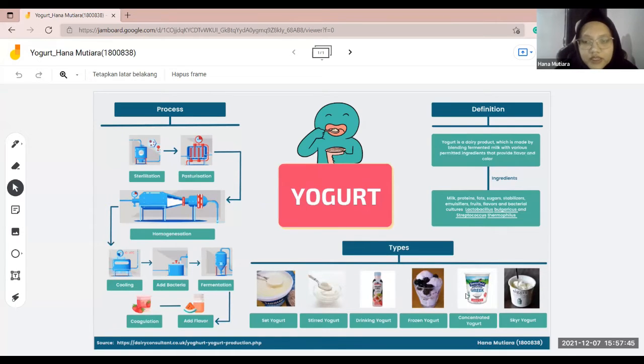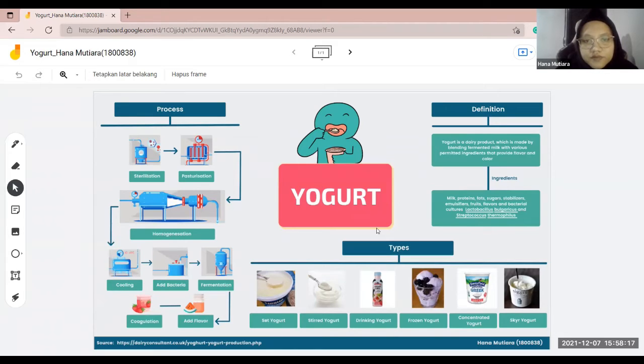But the difference is that for the concentrated yogurt, there will be some water removed. And this concentrated yogurt is also called strained yogurt, because it is strained through a filter so that the whey has to be released.